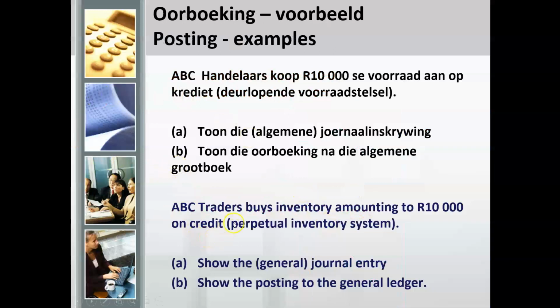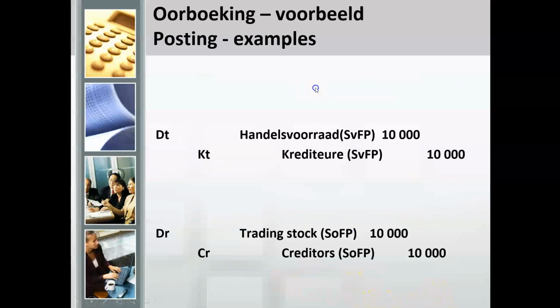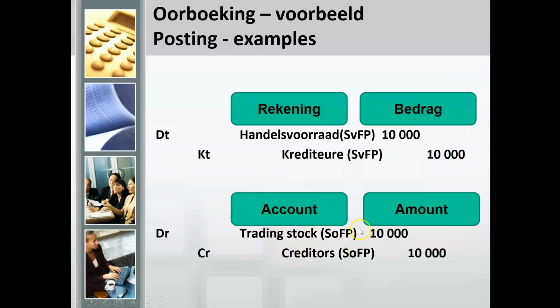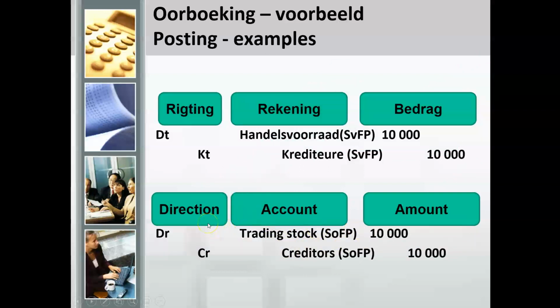Just a short example. ABC Traders buys inventory amounting to 10,000 Rand on credit. They use the perpetual inventory system. Remember, what does that mean? It means that all the inventory transactions are being recorded into the inventory account. So they say, show the journal entry, show the posting to the general ledger. So the first thing that we have to identify is what general ledger accounts are involved. The second thing is the amounts, and the third thing is in what direction should the transaction be posted. So direction means debit, credit.